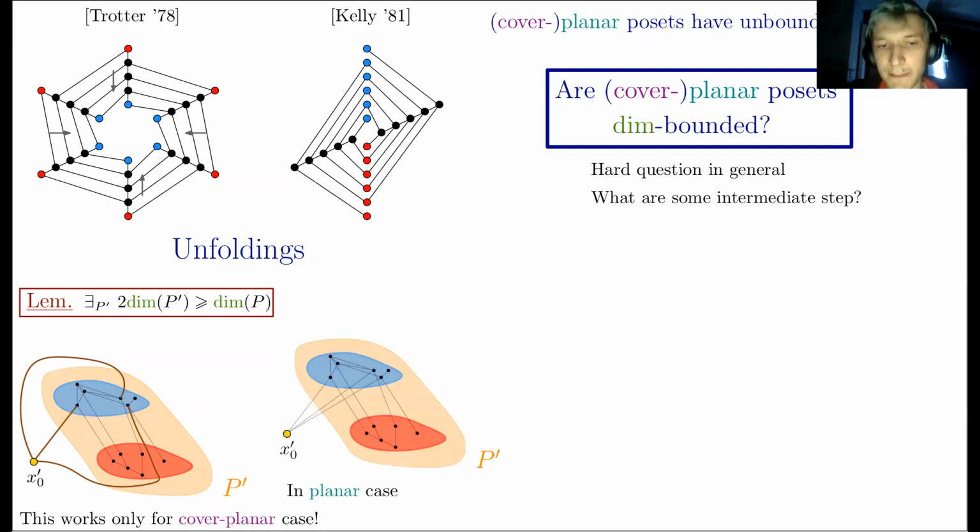In the planar case, I don't get a single minimal element which is below the whole blue part. I get a minimal element which has zigzag paths to all minimal elements of blue. By a zigzag path, I mean a path which can go up, then down, then up, then down, up, down, and so on.